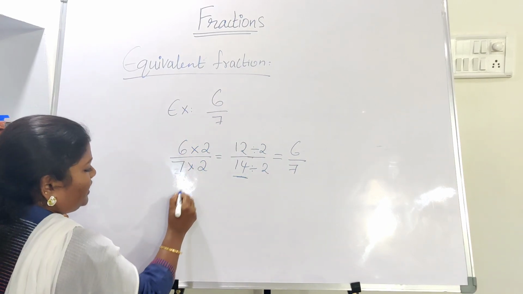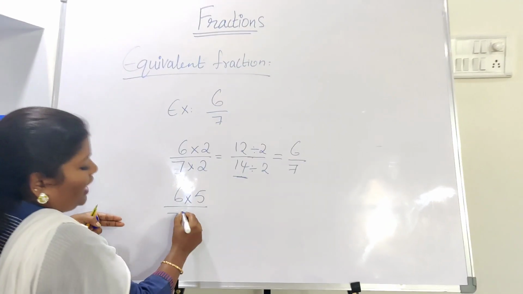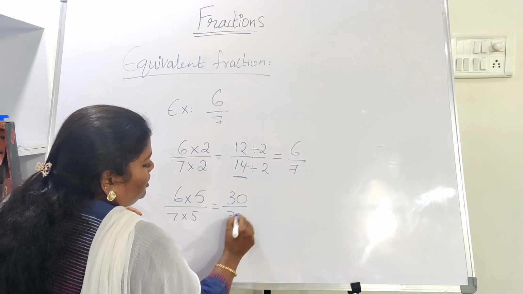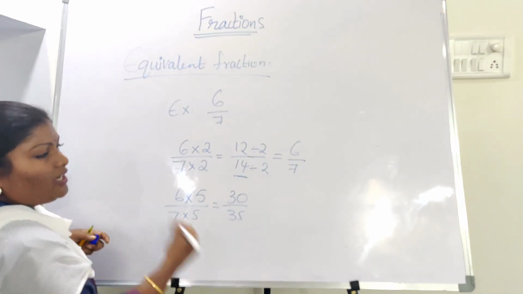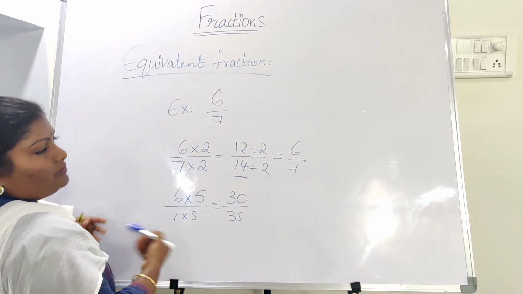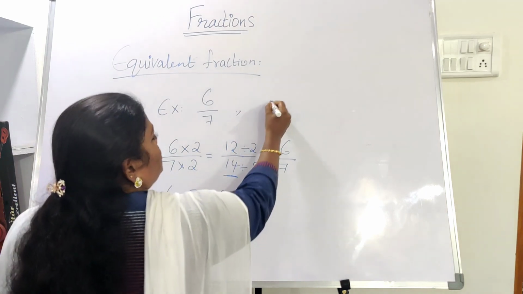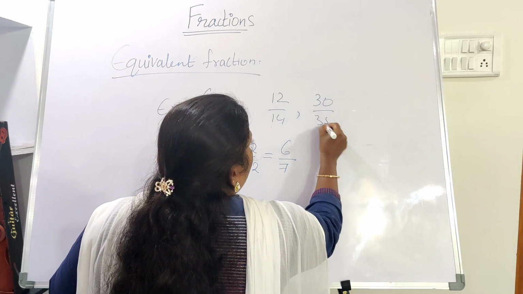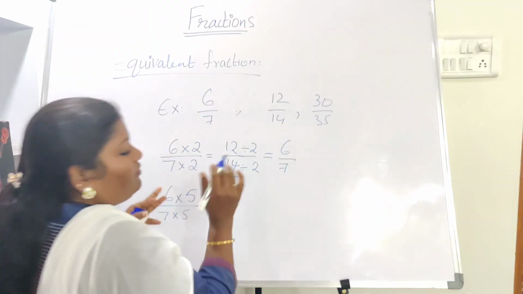In the same way, if I take 6 by 7 and multiply numerator and denominator by 5, I am going to get 30 by 35. So this is an equivalent fraction for 6 by 7. In the same way, you can find further equivalent fractions using the same method. The equivalent fractions of 6 by 7 are 12 by 14, 30 by 35. By the same method, you can find equivalent fractions for any given fraction.